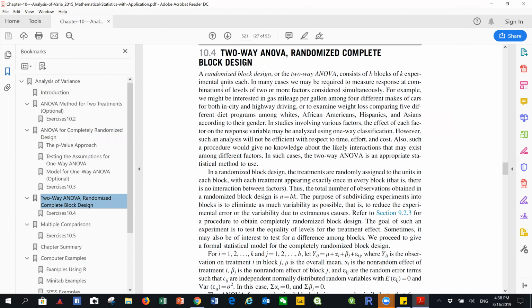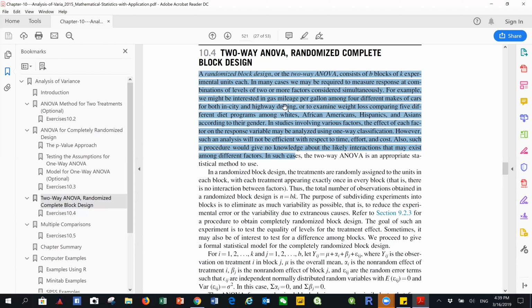As mentioned, this is called two-way ANOVA or randomized block design. Either way, the second way we also call the block, and there are B blocks of K experimental units each. In many cases, we may be required to measure response at combinations of levels of two or more factors, to consider simultaneously.